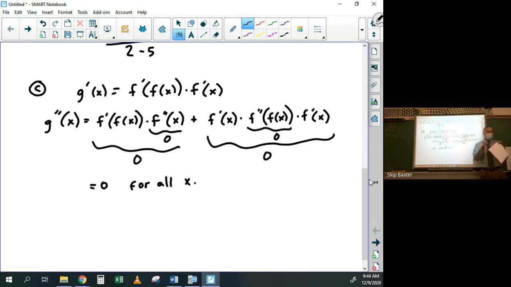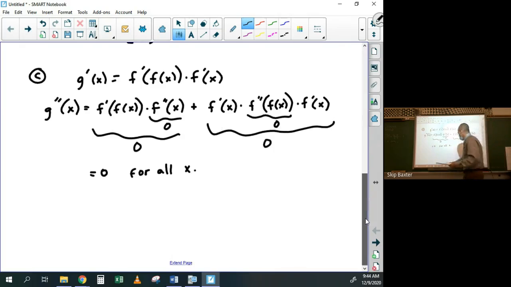But I think it's a little harder to do it that way. This is the most direct way to do it. And in the rubric for this AP exam, this is the way it was done. And they said you get 1 point for correctly finding g double prime and 1 point for your explanation of why there's not an inflection point. Does that make sense?